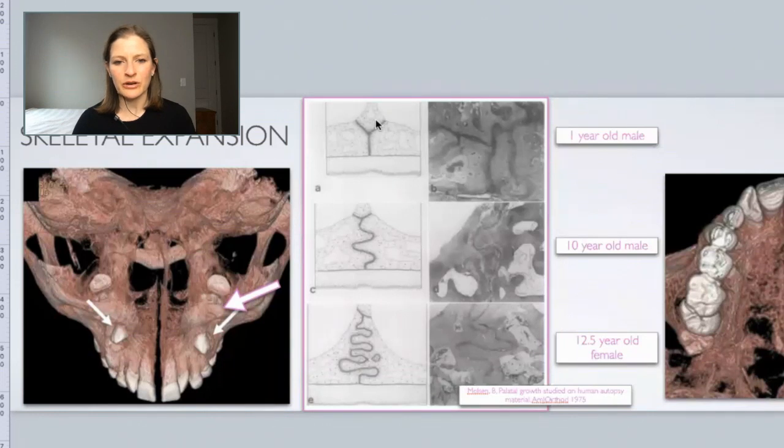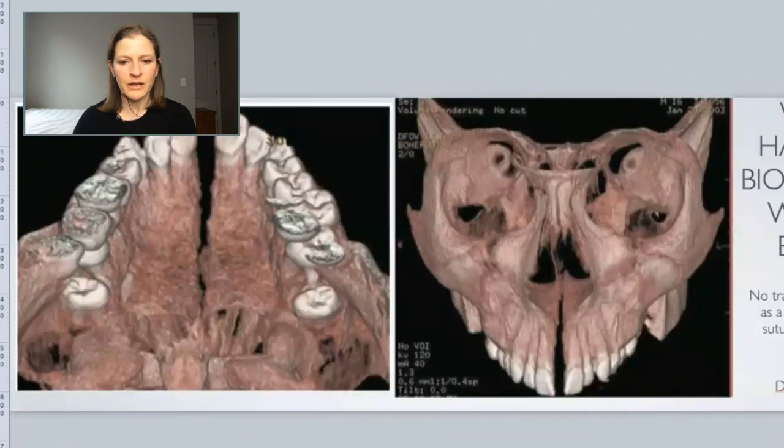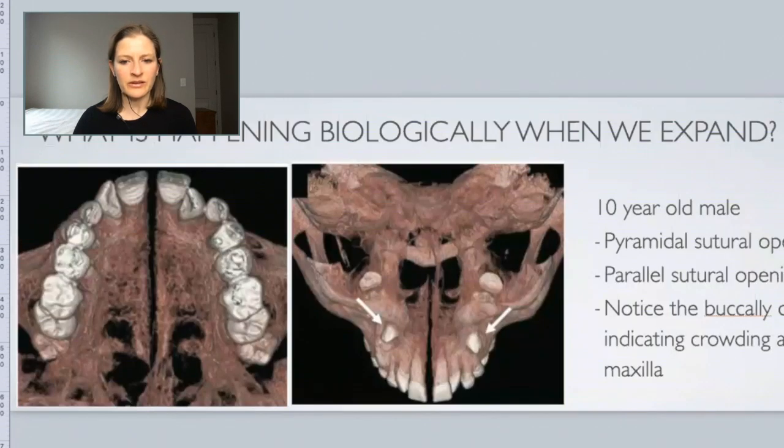So the maxillary suture in a 1-year-old is pretty wide open. In a 10-year-old, it's more intertwined, and it just keeps getting more and more intertwined. And so as we age, we get an increased resistance to our maxillary expansion. These pictures are taken from a paper that did a high resolution CT scan, and this is a 10-year-old male. Notice the suture opens all the way to the back and goes all the way up into the nose.